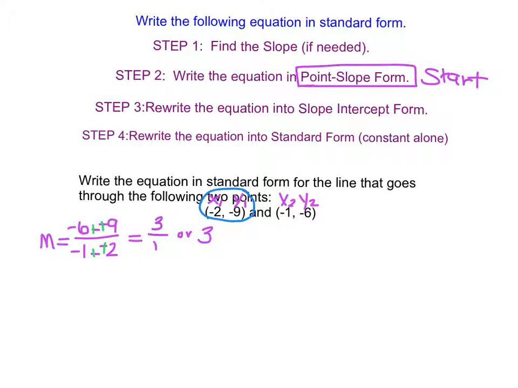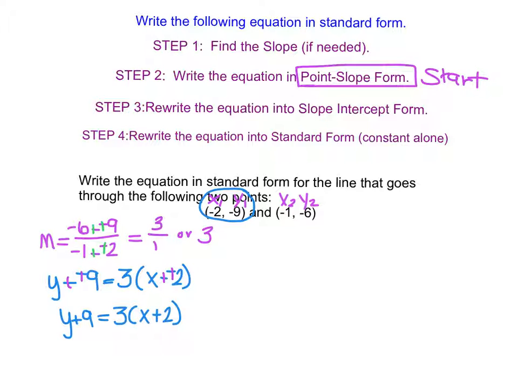Remember, it does not matter which point you pick. So I'm going to start by writing it into point-slope form. So I have y minus my y-coordinate, which is negative 9, is equal to my slope, which is 3, times x minus my x-coordinate, which is negative 2. Here I'm going to utilize keep, change, change, keep, change, change. So my point-slope form is y plus 9 is equal to 3 times x in parentheses plus 2. So here I have my point-slope form.